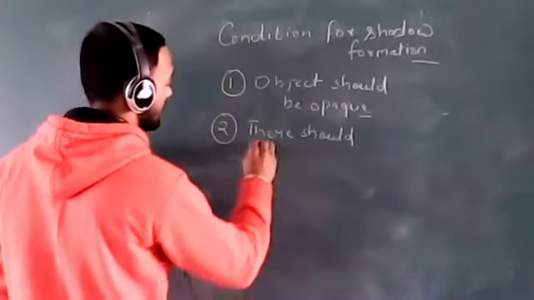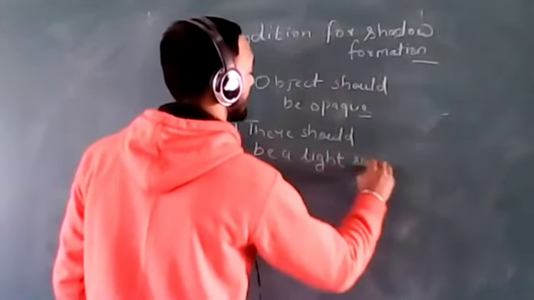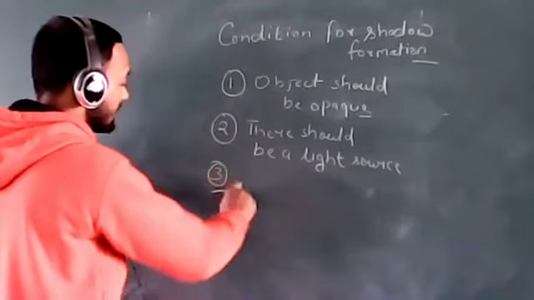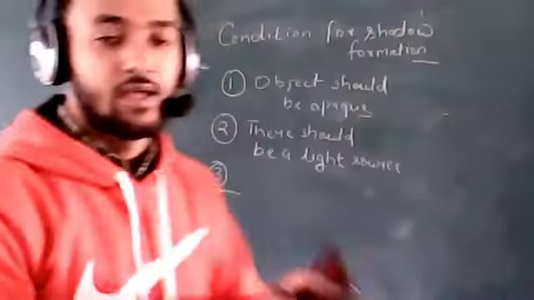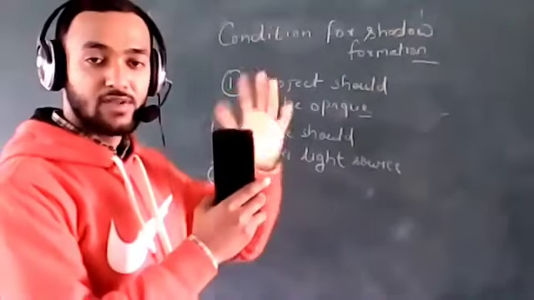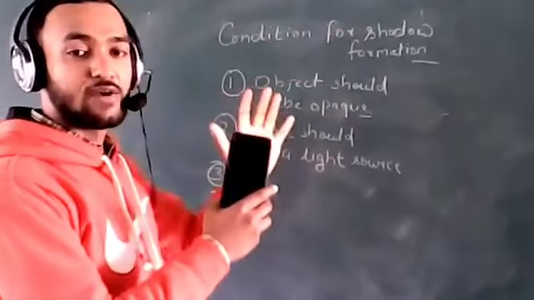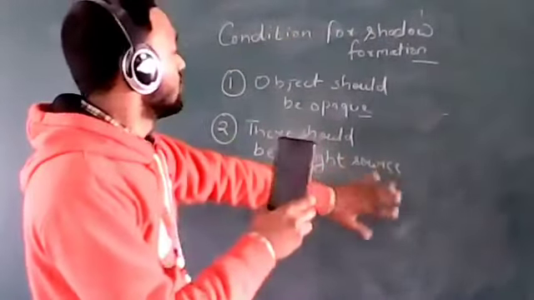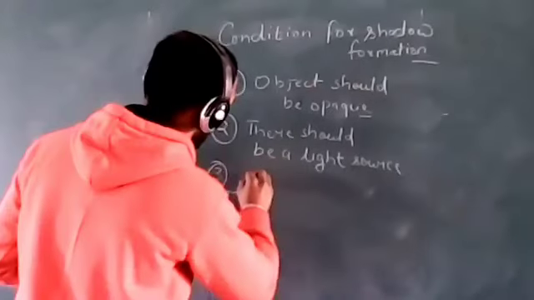There should be a light source, either the sun, tube light, torch, or anything. Third one is there should be a surface. I showed you now here, if the shadow of my palm is forming, where it is forming, there should be a screen or any surface where the shadow formation takes place. So the third condition is that there should be a surface.